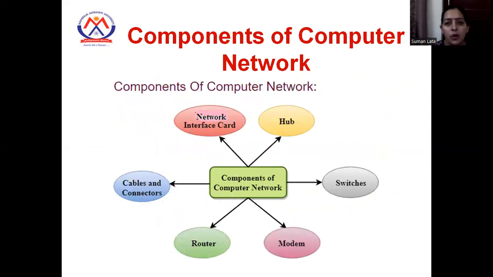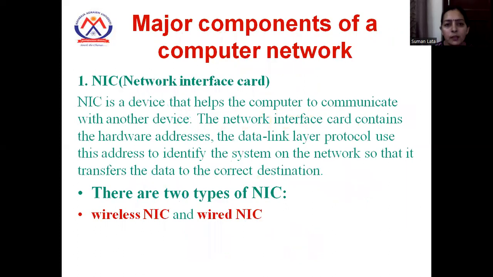Next is components of computer network. As the figure is shown here, there are various components which are used in computer network, but I am discussing some major components given: network interface card, hub, cables and connectors, switches, router, modem. The major components of computer network, first is network interface card.